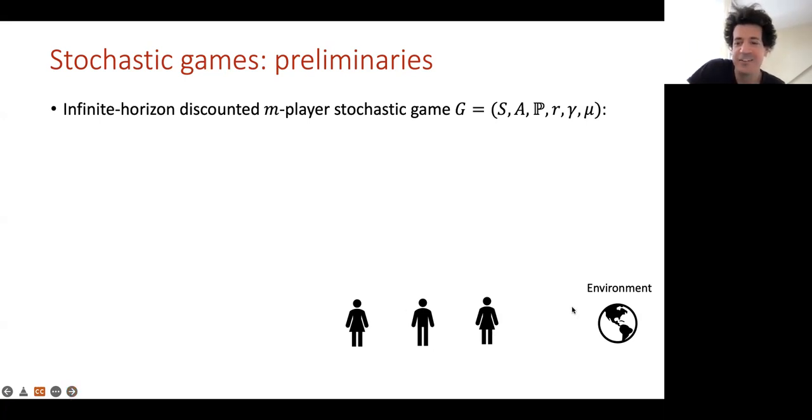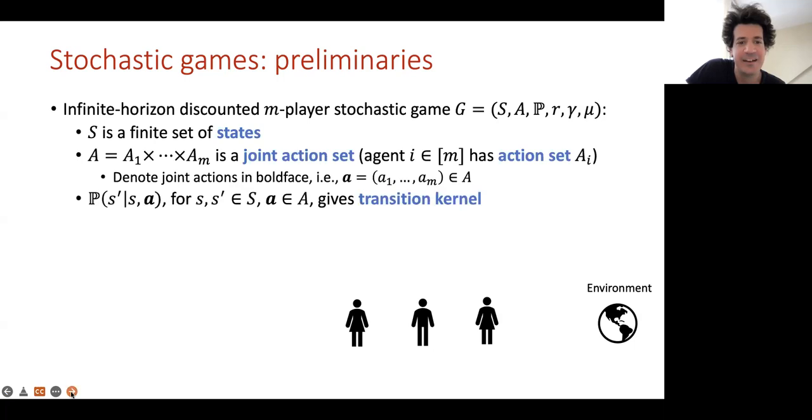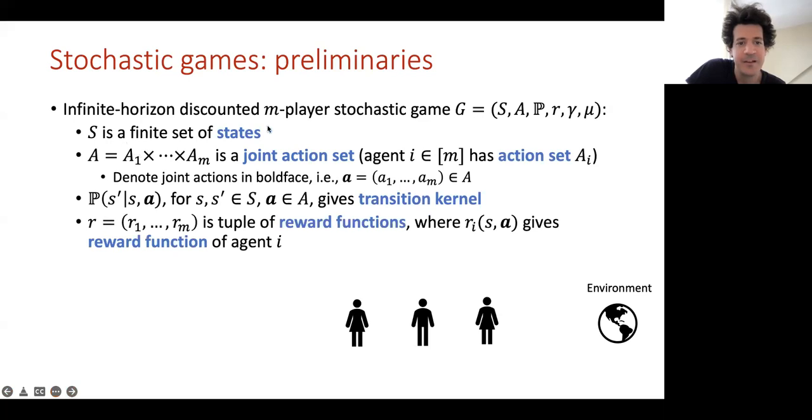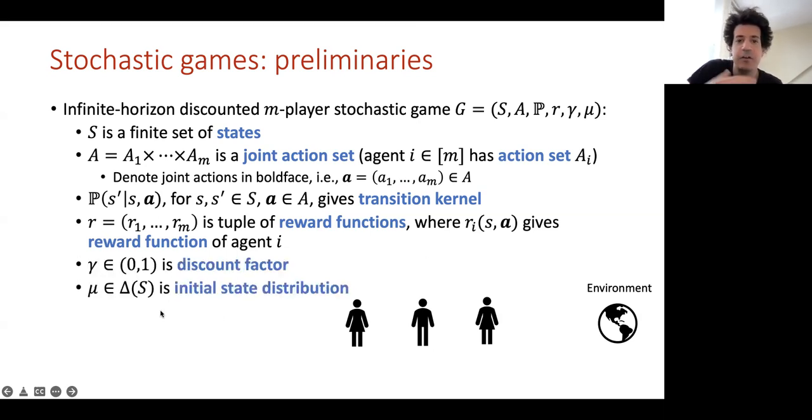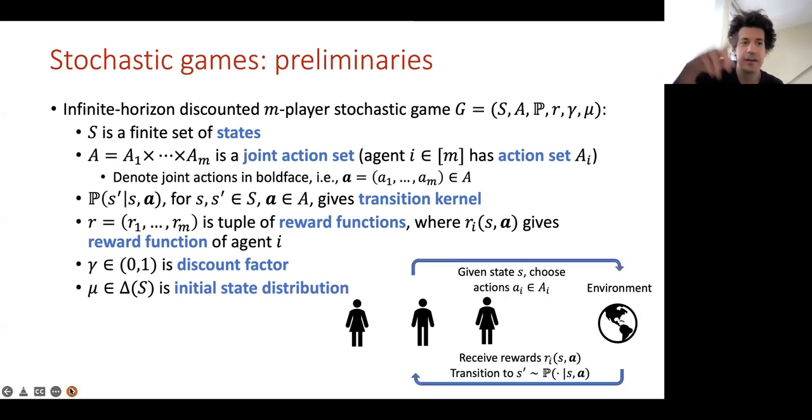You have your agents here, the environment. I think I said all these things. People do joint action sets. There is a transition kernel, and a tuple of reward functions that give a reward to an agent given the action profile in the state, right? So I said all that, the discount factor and the initial distribution over states. I think I gave all this notation already, and the game goes like people submit actions, transitions happen, rewards are emitted, and so on and so forth.